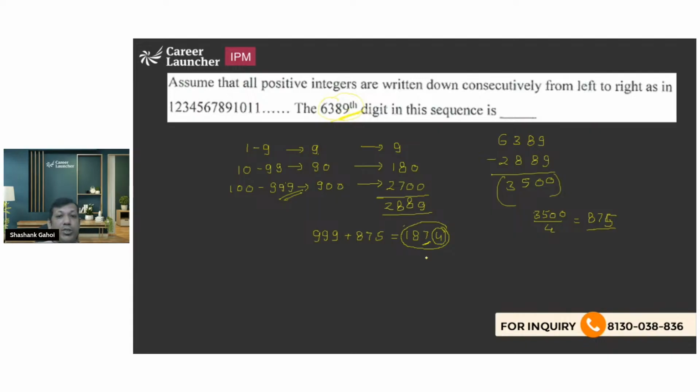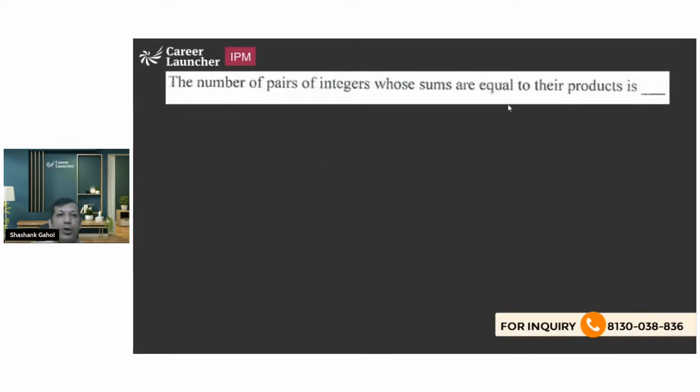87th digit पूछी जाती, that would have been 8. 86th digit पूछी जाती, that would have been 1. So answer of this question is going to be 4. Okay. Now let's move on to the next one.